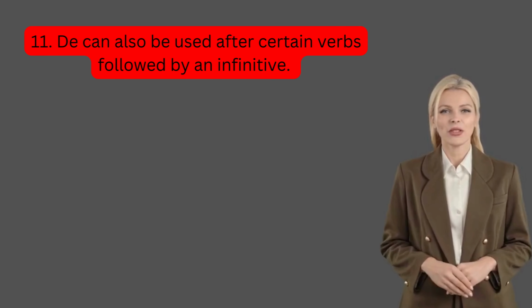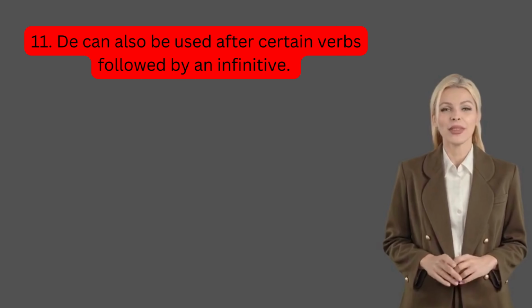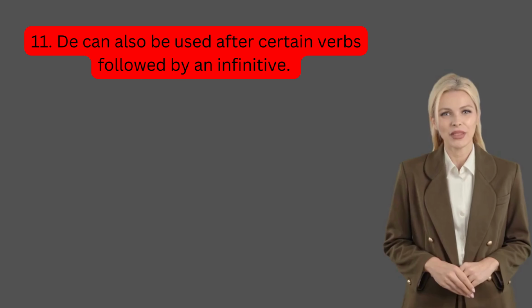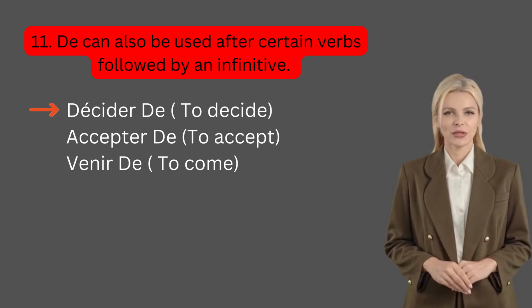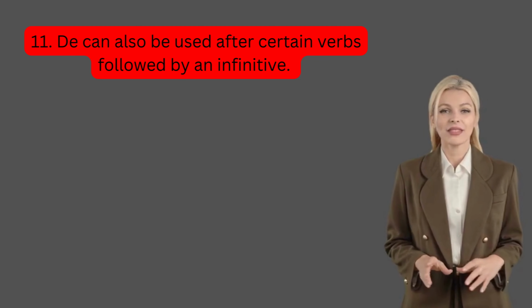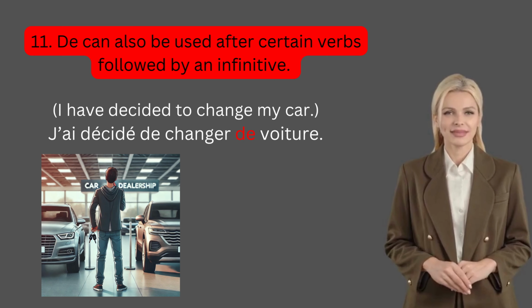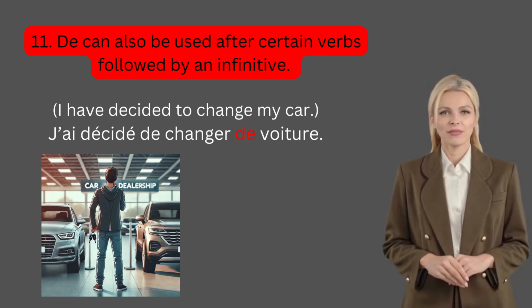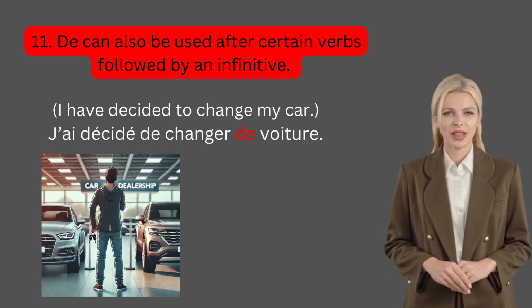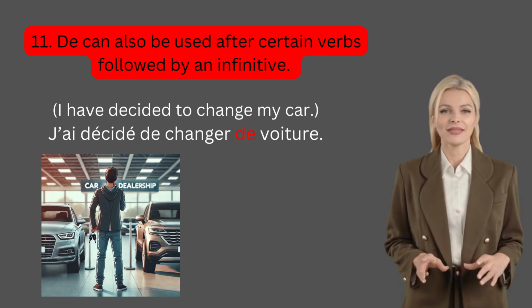And de can also be used after certain verbs followed by an infinitive. Such as, Décider de, to decide, Accepter de, to accept. For example, you could say, J'ai décidé de changer de voiture. I have decided to change my car. De here is followed by the verb in infinitive form.